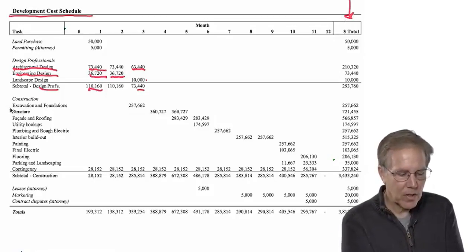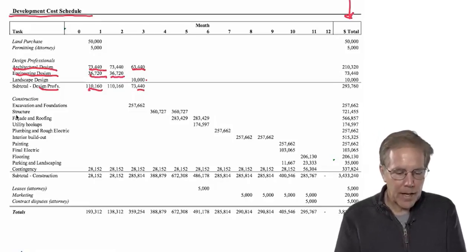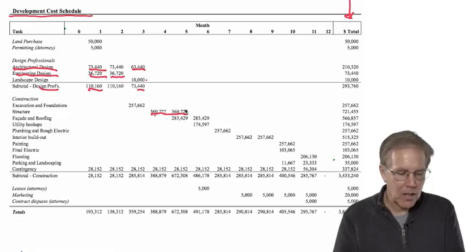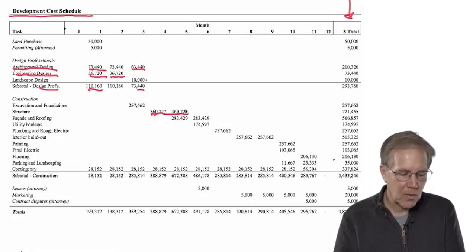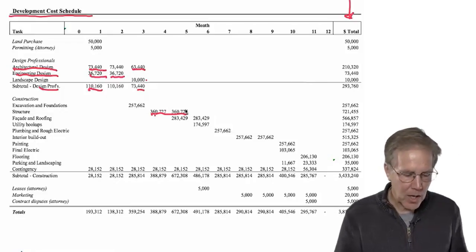We've got excavation and foundations. As you know from your studies of critical path, that has to happen before the structure can be assembled in place. So we've got 2 months for structure, and I've got costs there for that, et cetera. Once you've got your structure done, you want to get the enclosure zipped up, so you want to have your facade and roofing, get your utility hookups going so you can draw power off the grid and plug into the sewage system and stuff like that. Plumbing, rough electric, interior build-out, painting, flooring, parking, landscaping, etc.